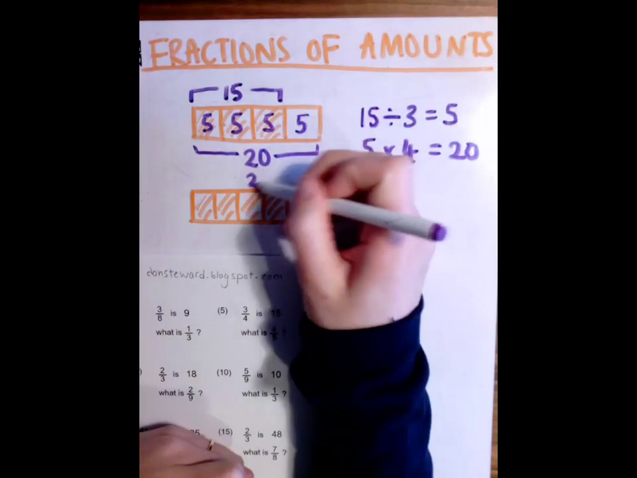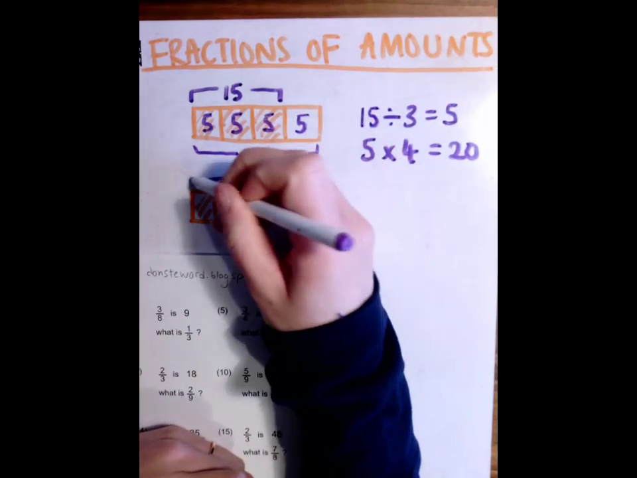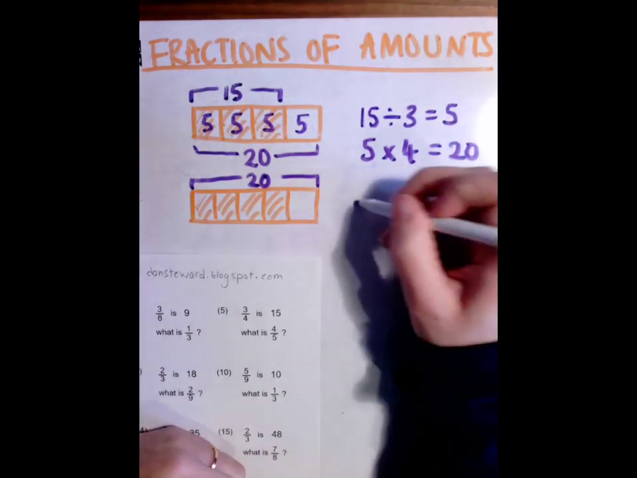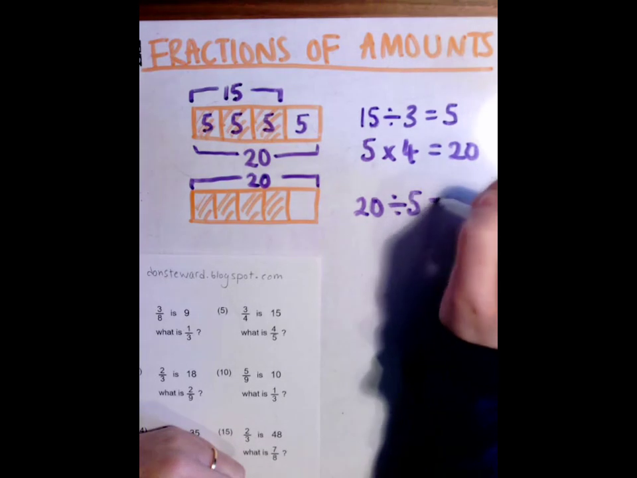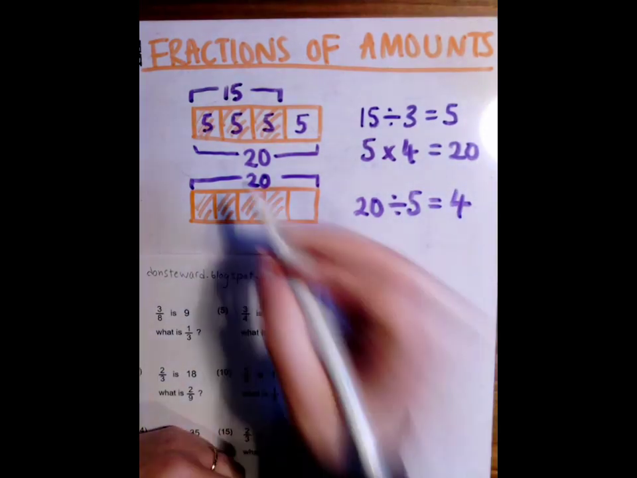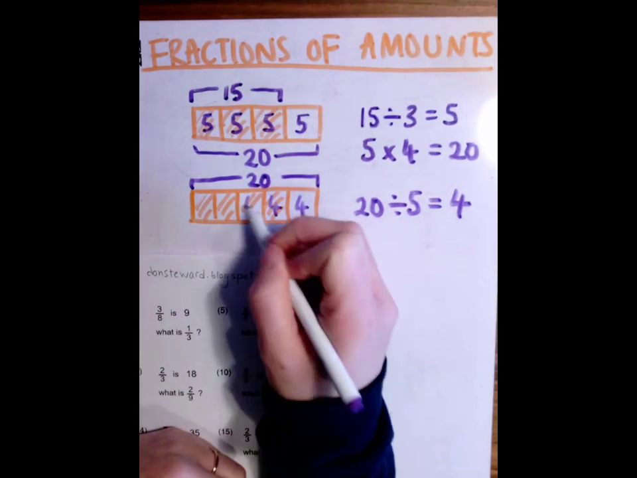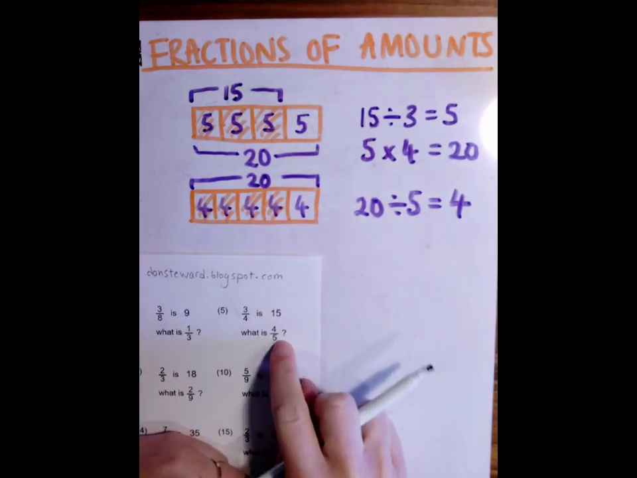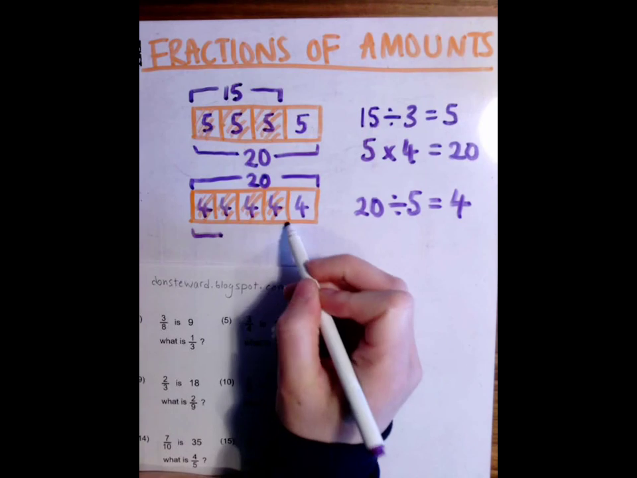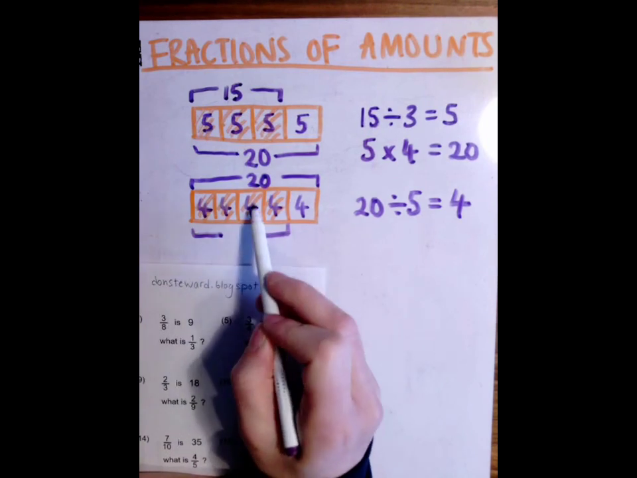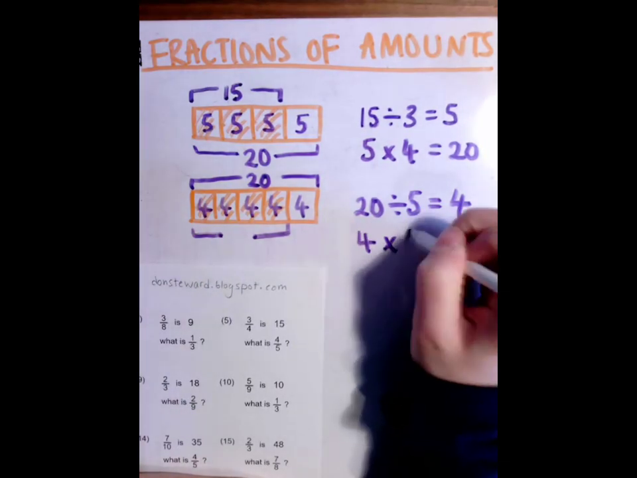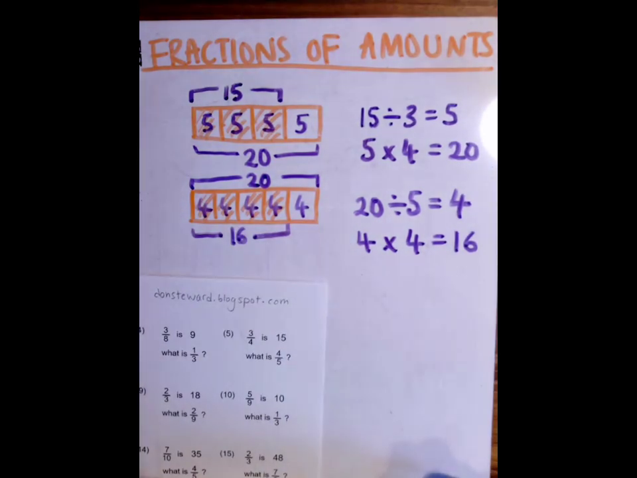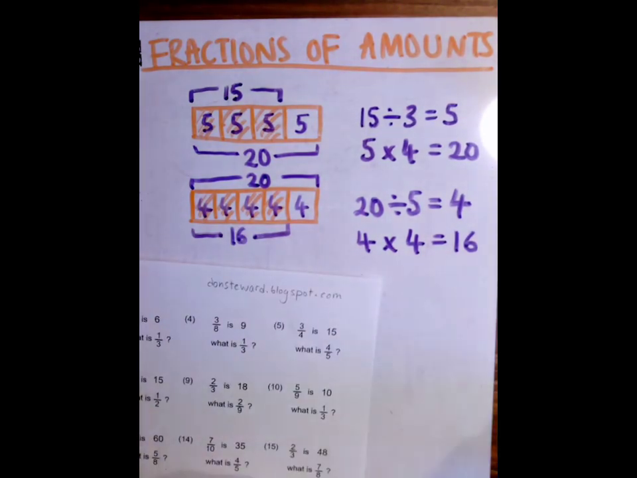Now remember, we know the full bar is 20. But this time the bar has 5 equal parts, so I need to divide 20 by 5. So each section is worth 4. Therefore, what is 4/5 of the bar? Well, that's just these parts here, which is 1, 2, 3, 4 fours, which is 16. Okay, so the answer then to number 5 would be 16.